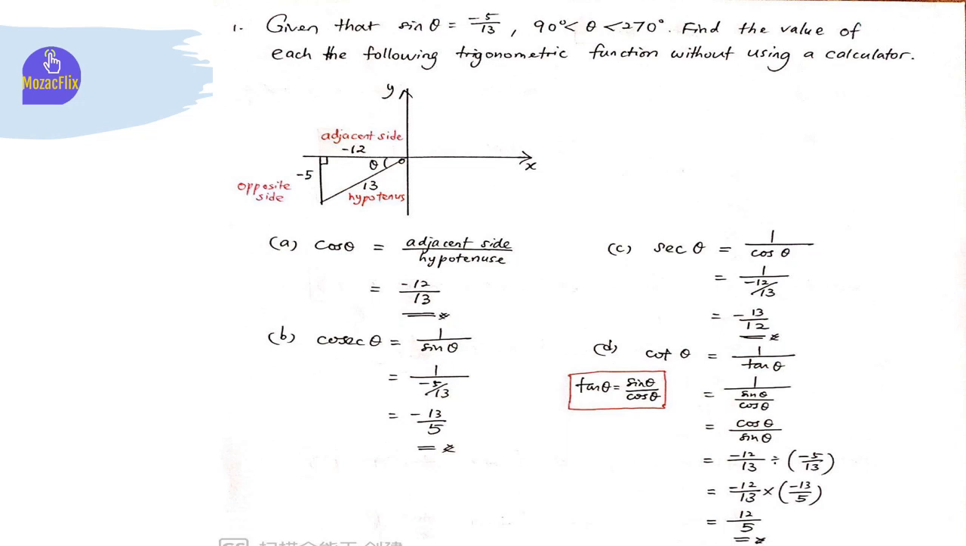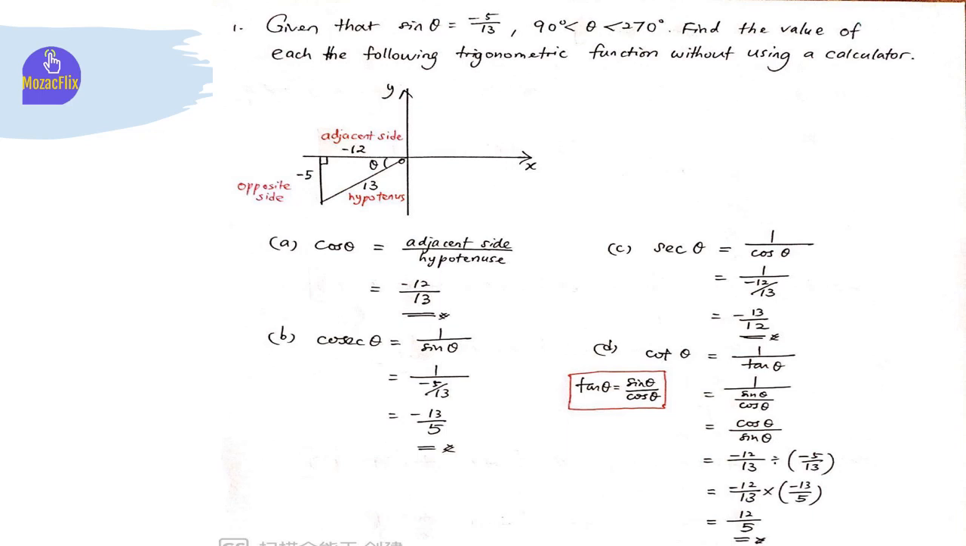The question says, given that sine theta equals -5/13, where the angle is between 90 degrees to 270 degrees. Find the value of each of the following trigonometry functions without using a calculator. First, look at the diagram given. We can sketch the triangle with sine theta equals -5/13, where the angle lies in the third quadrant, where the angle must lie between 90 degrees to 270 degrees.